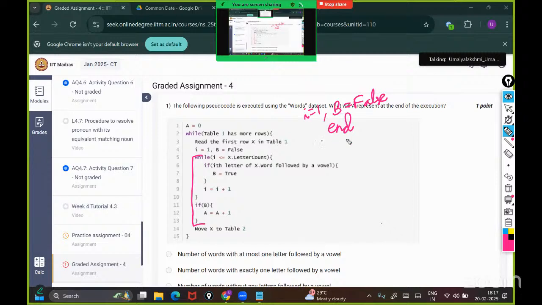Let's say the word which I have picked is end. So what is its letter count? Letter count is 3. So now what is the I value? I value is 3. I value is 1, right? How come? Here in the fourth line, we are initializing it to 1, right?